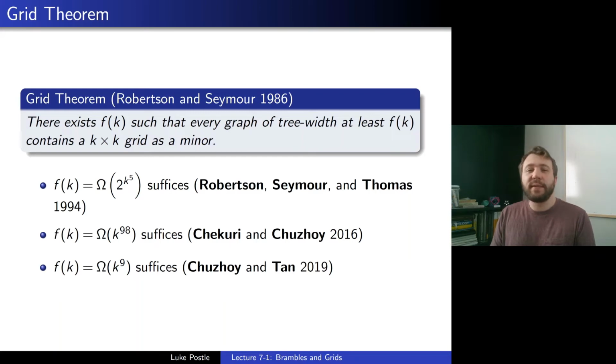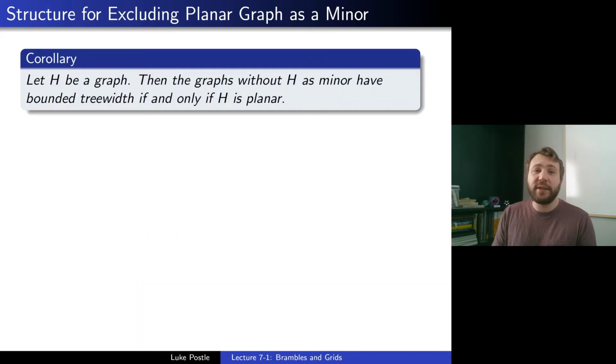And what else can we derive from this? Well, actually, there's a nice corollary of the grid theorem. So remember, we're talking about minors, and we wanted to understand a second question, which, besides quasi-ordering, was structure. What's the structure when you exclude a minor? We did this for certain small complete graphs, but actually now we're prepared to do it for all planar graphs. So here's a nice corollary. Let H be a graph, then the graphs without H as a minor have bounded tree width if and only if H is planar.